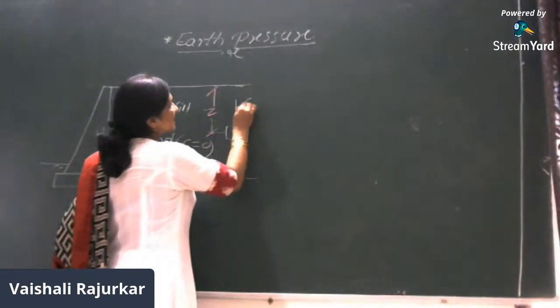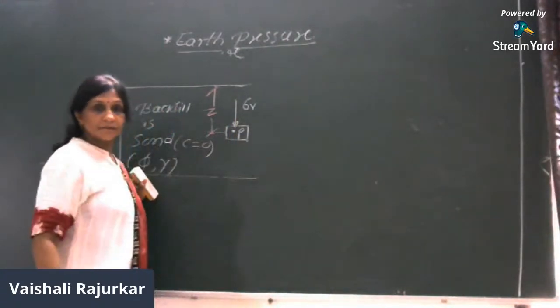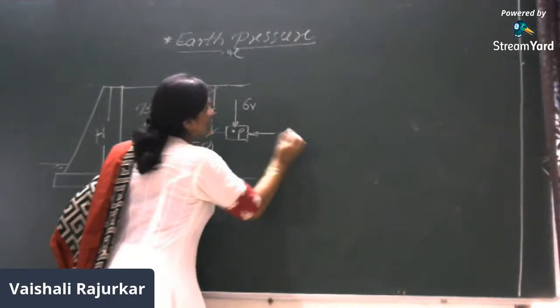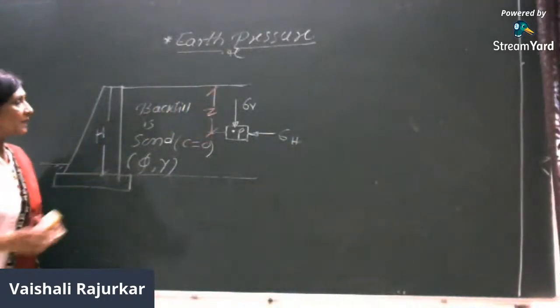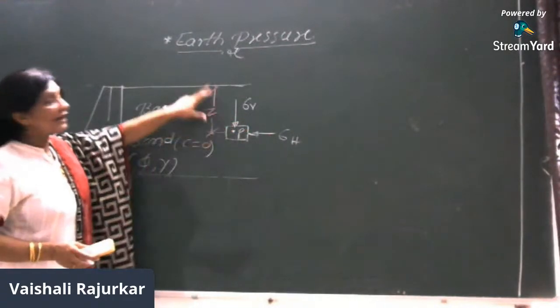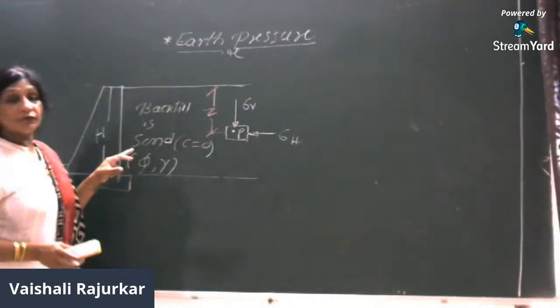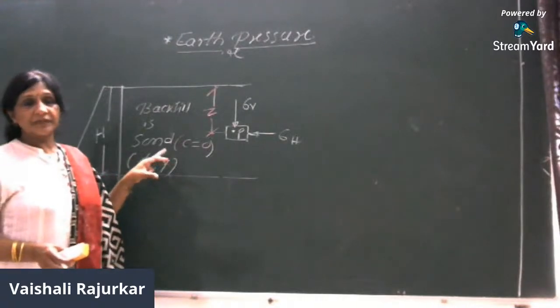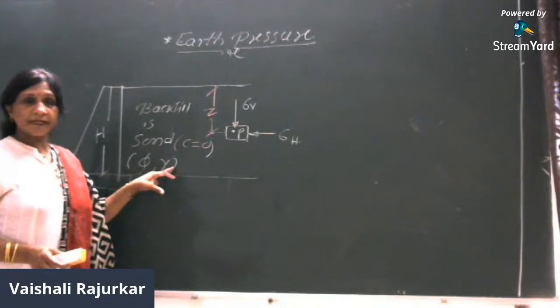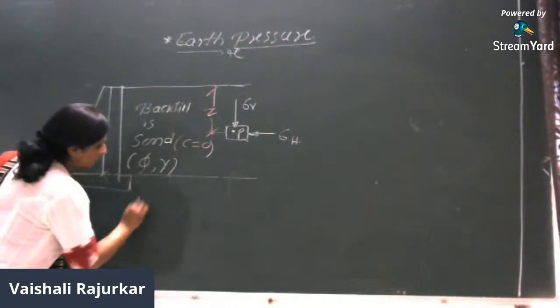So first we will consider sigma V, and the other we will consider sigma H. Now tell me, what is sigma V? Sigma V is the vertical pressure due to the weight of the soil. Now, how will we get that? Pressure is equal to weight divided by area, and weight is equal to volume multiplied by density, right? So, what is weight?